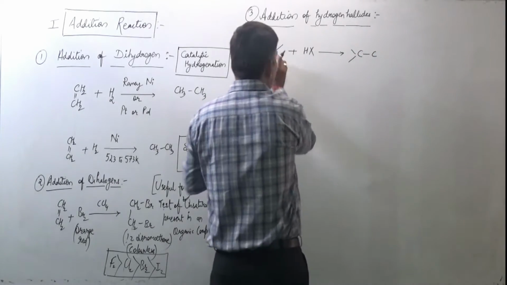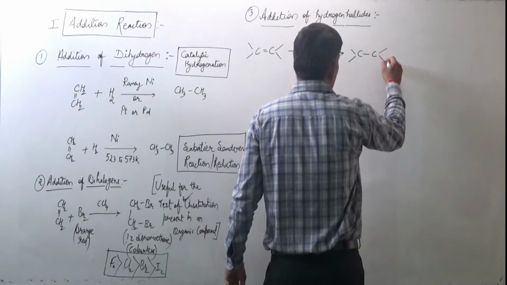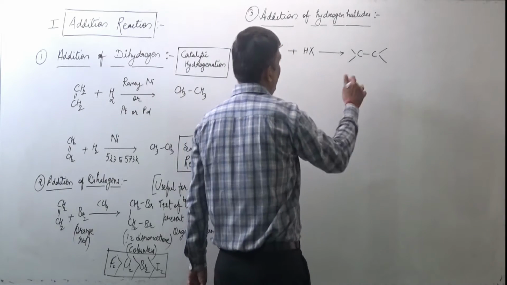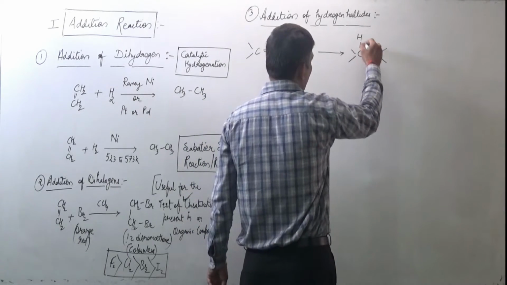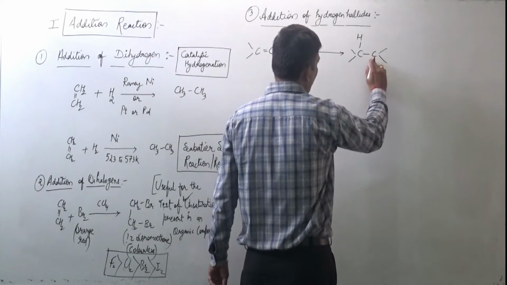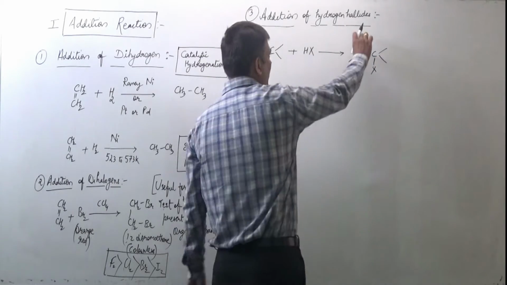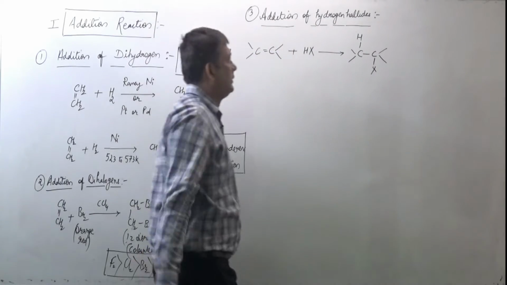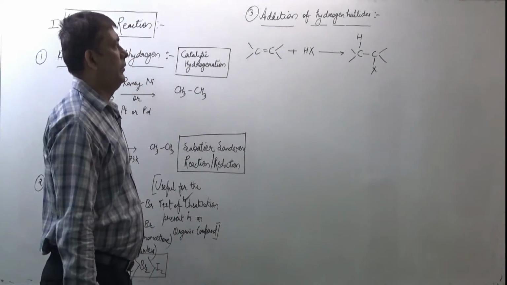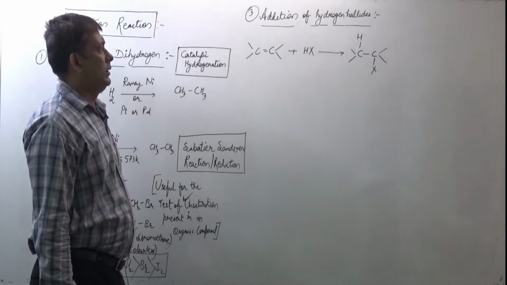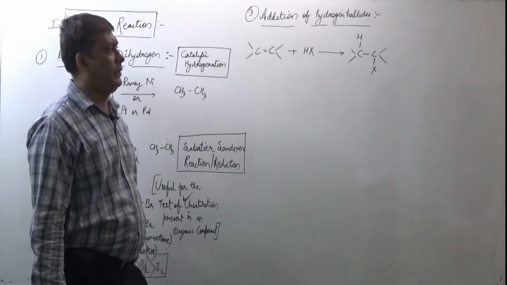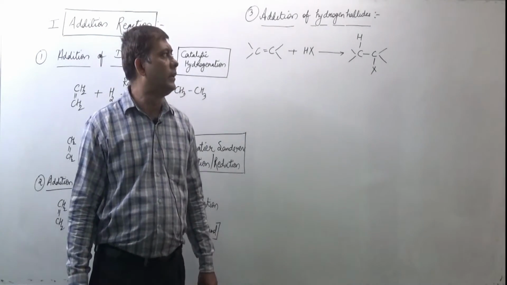and the pi bond is broken and two new sigma bonds are formed, CH and CX. So this particular kind of reaction proceeds by the electrophilic addition reaction.